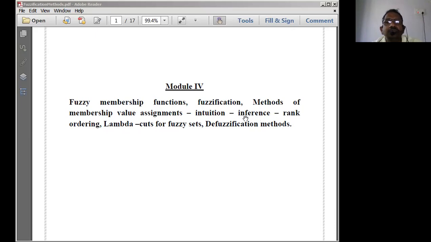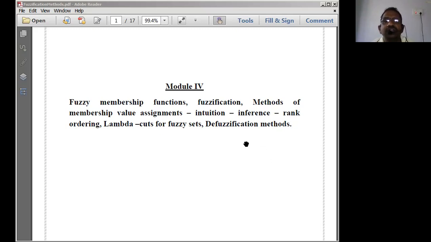So here we are going to have something like intuition. Intuition means a human understandability level representation. And inference means we have to deduce one formula based on some mathematical relationships. Rank ordering means we normally allot some rank to each and every member based on its position and values, and accordingly we assign the membership value. Like that we are going to deal with this particular unit.